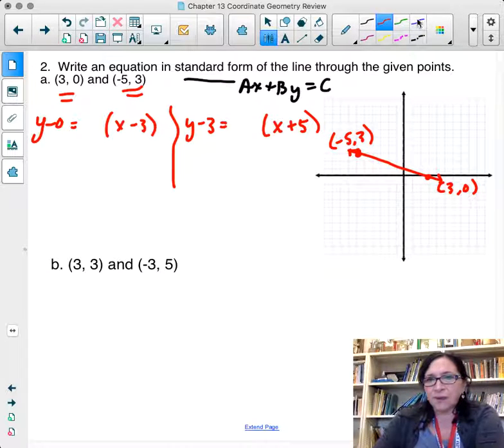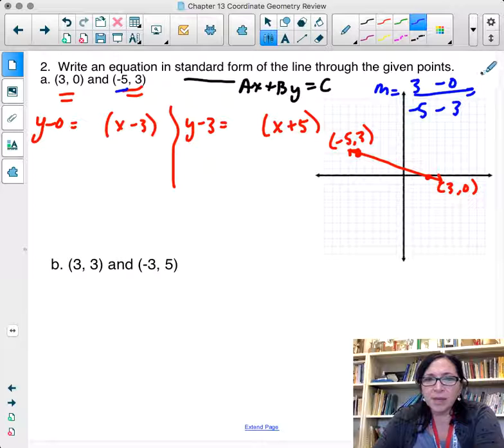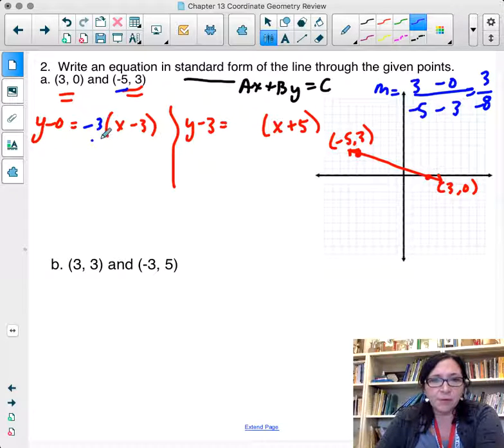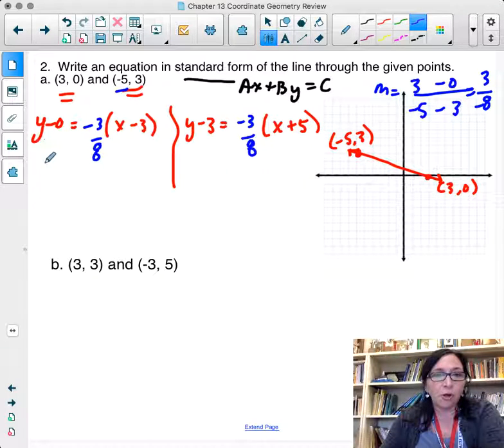I do need to find my slope, and I'm going to subtract my y's again. So my slope is going to equal, subtract your y's over subtract your x's. So we have 3 minus 0 over -5 minus 3. And so we get 3 over -8. So this is -3 over 8, and this is -3 over 8. So what that means is I need to distribute and solve for y first and put it in slope-intercept form, and then after that, put it in standard form.